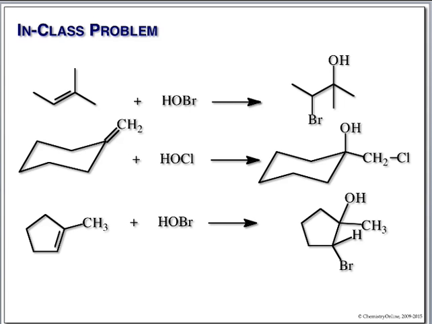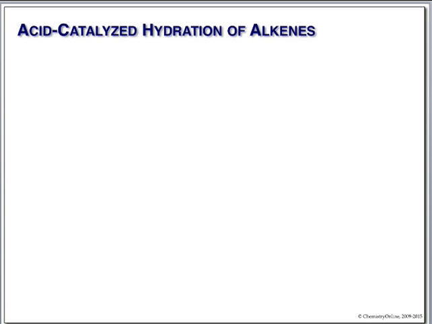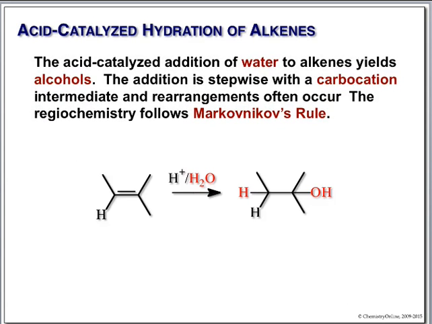We can also react alkenes and make alcohols. Now there's two ways that we're going to do alcohols. One is ugly and brutal. Quite often we will get rearrangements. This is simply the acid catalyzed hydration of a double bond.